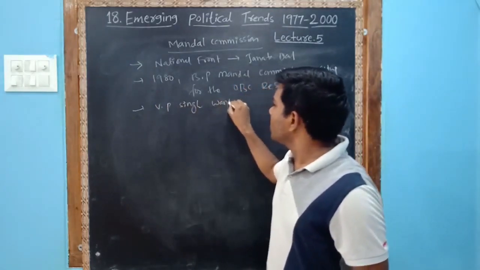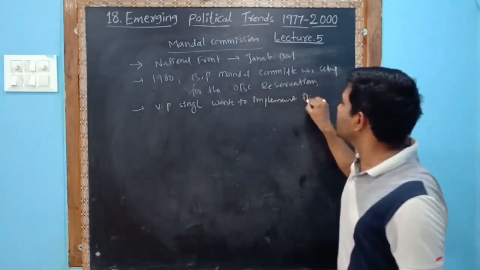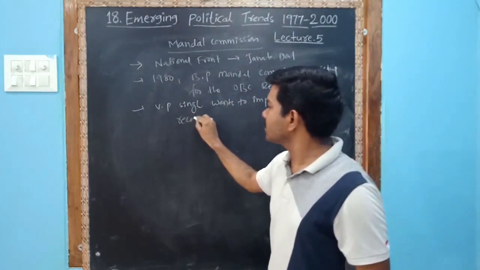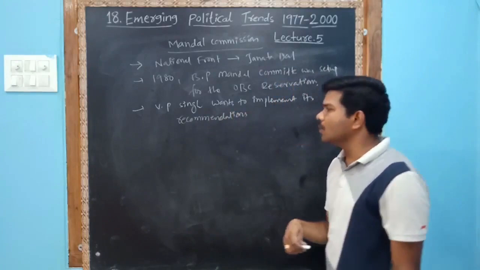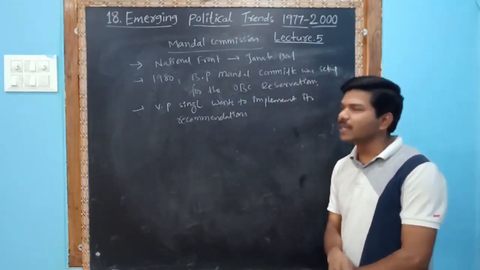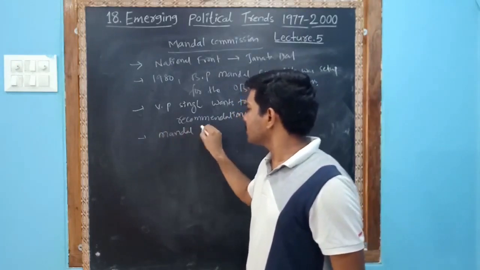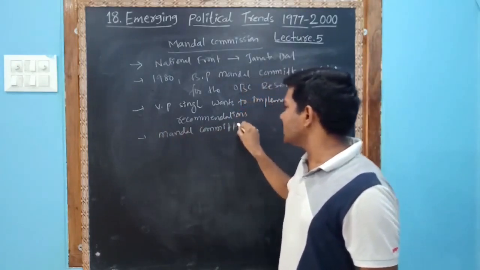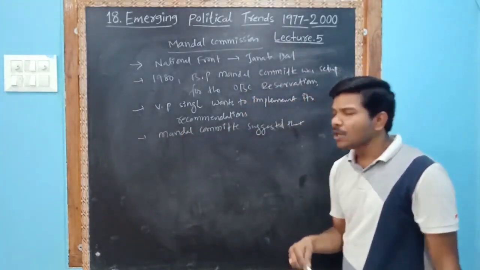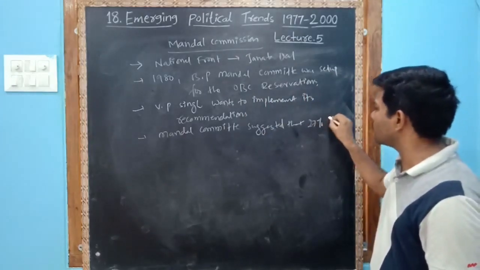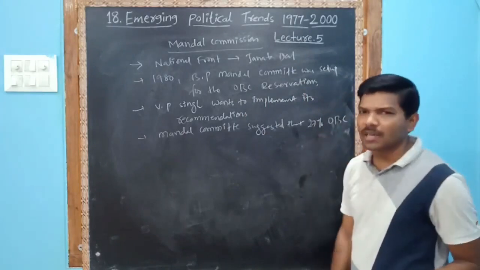VP Singh wanted to implement its recommendations. Yes, the VP Singh government wanted to implement the recommendations. What are the recommendations? What did the BP Mandal Commission suggest? The Mandal committee suggested 27% reservations for the OBCs. 27% of the reservations for the OBCs.